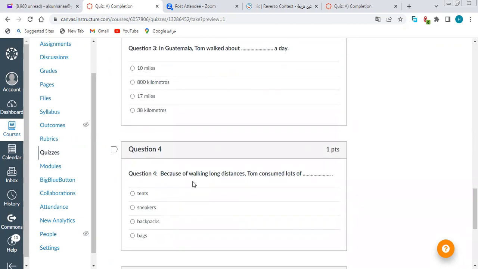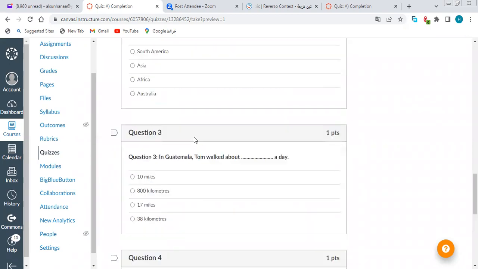Question 4. Because of walking long distances, Tom consumed, I mean used, lots of tents, sneakers, backpacks, or bags. So the keyword here is consumed. Consumed a lot of what? Tent, which is a khaima. Sneakers, I mean boots or trainers. Backpacks, the bag we wear on our backs, or bags.